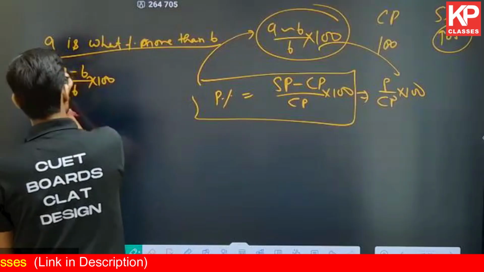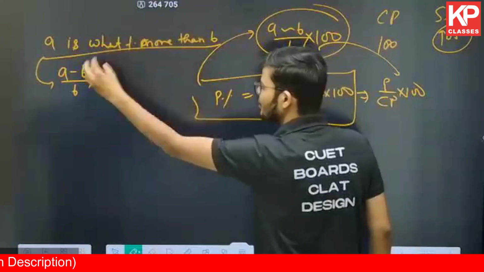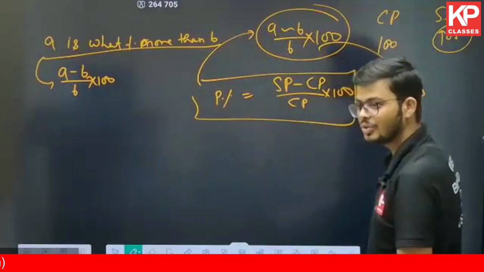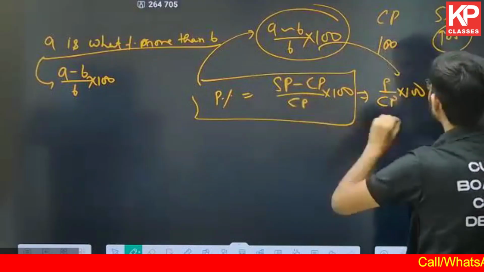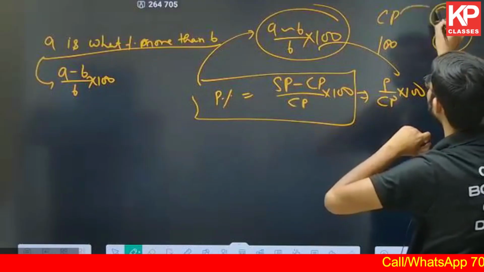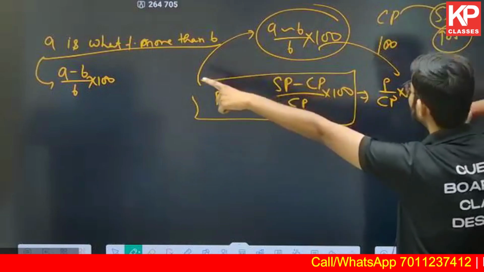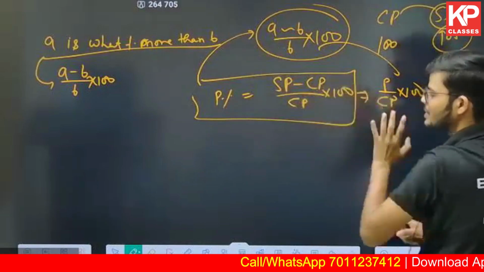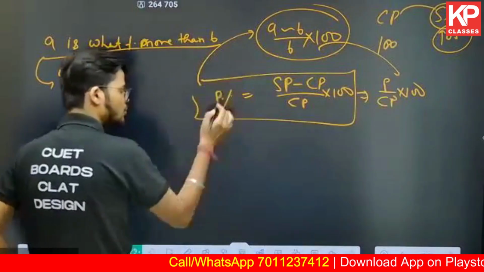This is the format. Whatever comes after that will be in the denominator, and the difference will be the numerator, multiplied by 100. Now if we are finding the formula for profit percentage, it means selling price is what percent more than cost price. So in place of A there is selling price, and at B there is cost price. Selling price minus cost price divided by cost price into 100. No need to learn the formula.